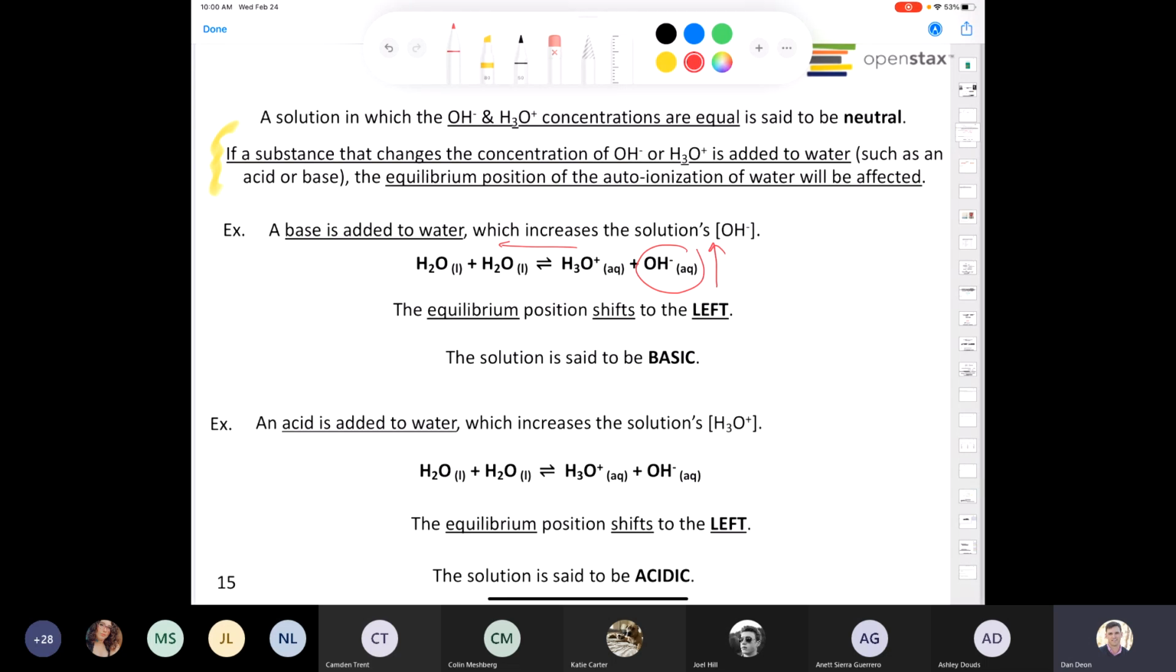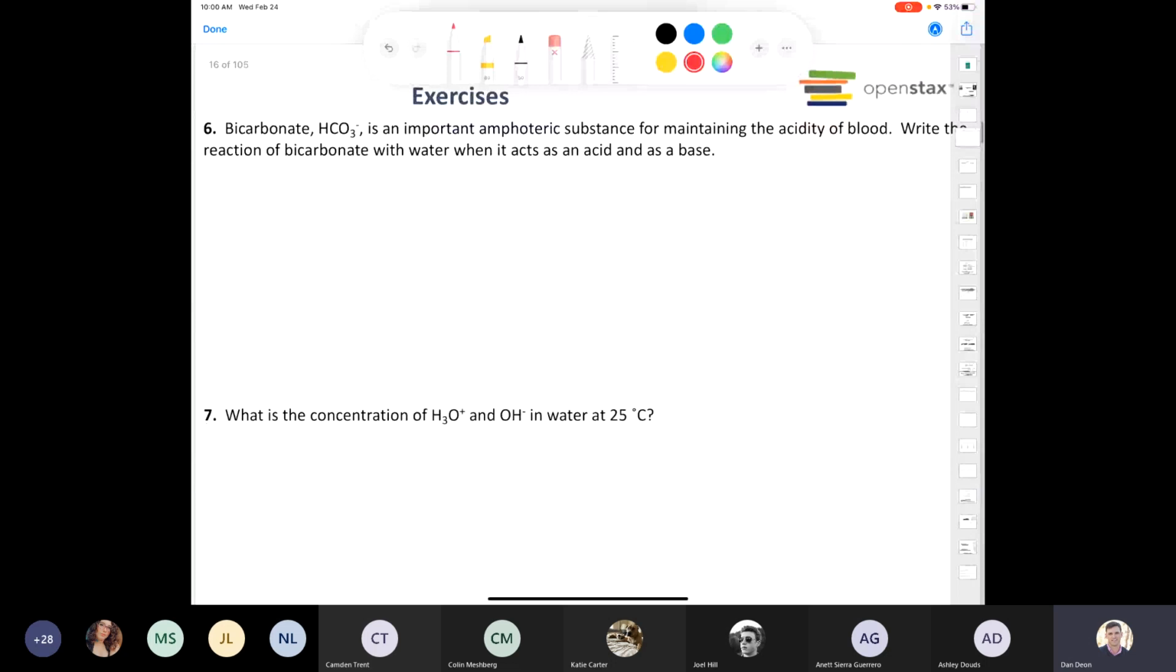What would happen if you cranked up the concentration of hydronium, right? If you jacked this up, right? Hydronium is an acid. Therefore, the solution is going to be acidic, and the equilibrium will also shift to the left to try to balance out that change in concentration of hydronium. Again, we're just applying Le Chatelier's principle. Well, with that information in mind, let's try some problems.